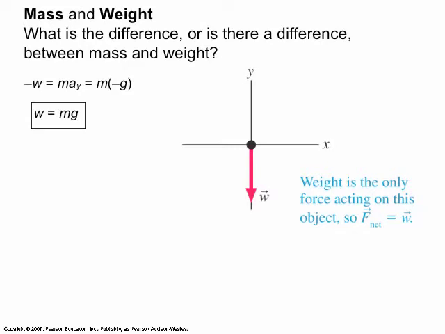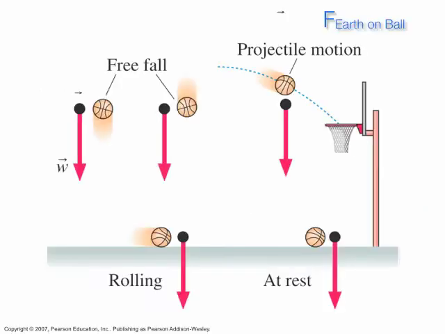But it turns out that weight is equal to m times g, regardless of whether the object is in free fall, or at rest, or rolling, or sitting on something. For instance, the basketball here: if the one and only force on this basketball is the force of gravity pulling down on it, then the weight is the net force. So the weight is equal to the mass times acceleration, or mass times g in free fall.